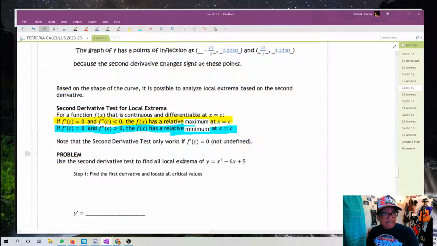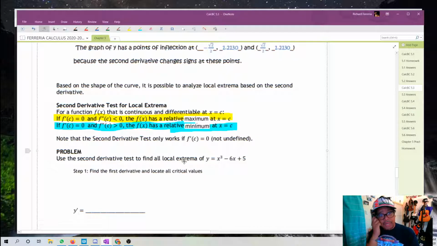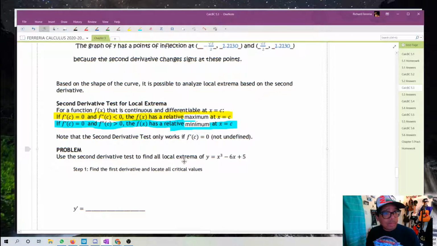Let's take a look at this problem. Let's use the second derivative test to locate all local extrema of y equals x cubed minus 6x plus 5. Notice that it's not really a problem to use the first derivative test on this particular function, but for scholastic purposes, we're going to practice our second derivative test. So the first step, let's find the first derivative and locate all critical values.